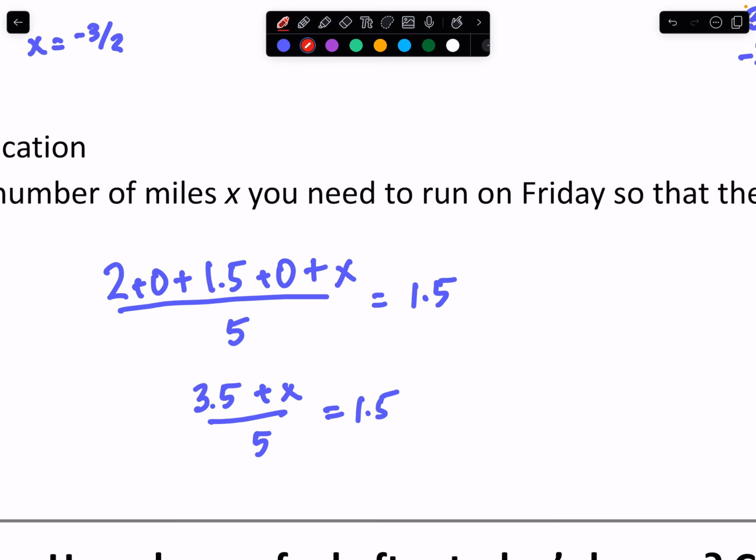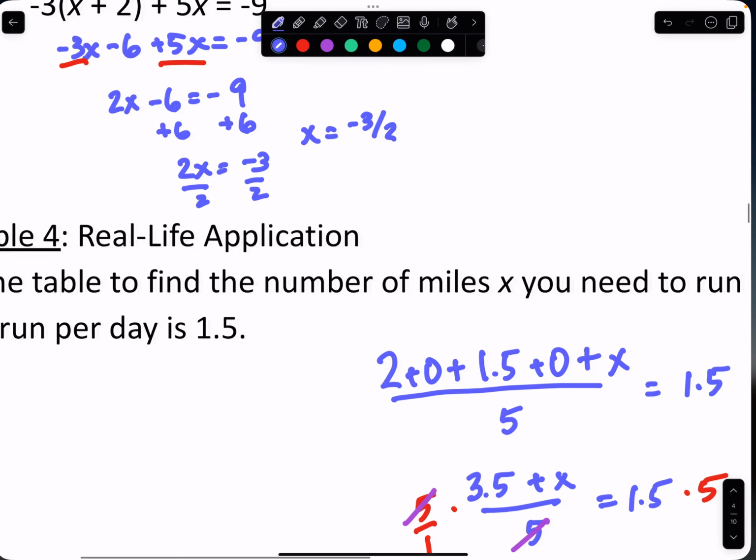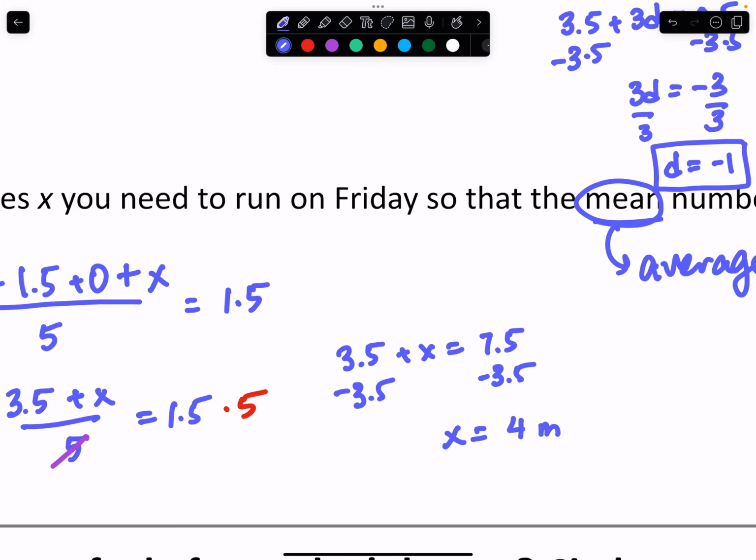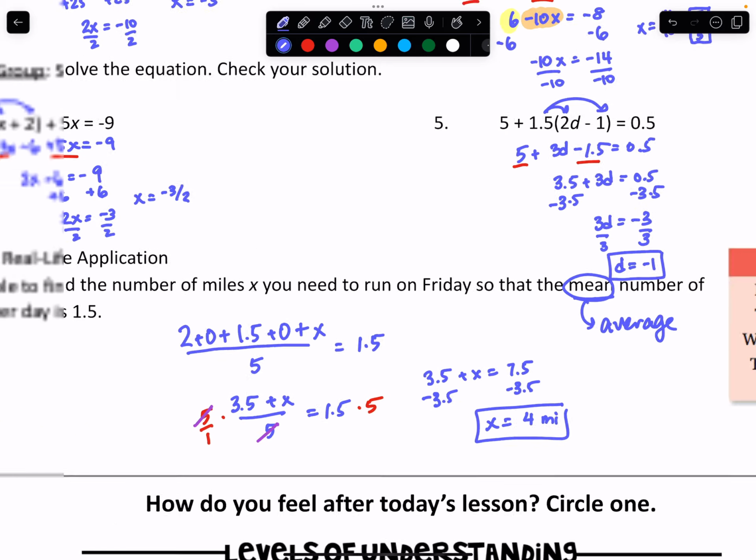How? By undoing it. Right now it's all divided by 5. So here's what I'm going to do. I'm going to multiply both sides by 5. By multiplying both sides by 5, take a look at what happens. This is just 5 over 1, right? These 5s undo each other. So all I'm left with on that left side of the equal sign is 3.5 plus x is equal to, if I multiply 5 times 1.5, you get 7.5. Now I'm going to subtract 3.5 from my last step, and I get x to be 4. So that means I need to run 4 miles if I want my average to be 1.5.